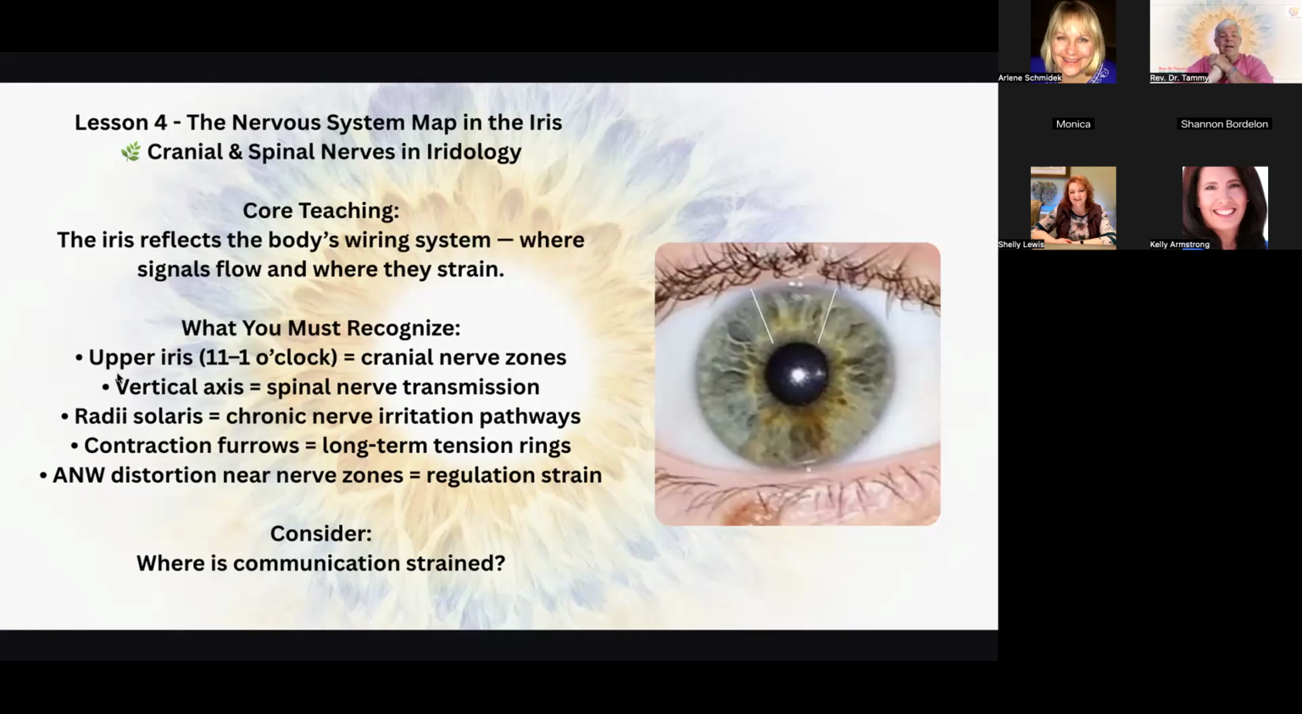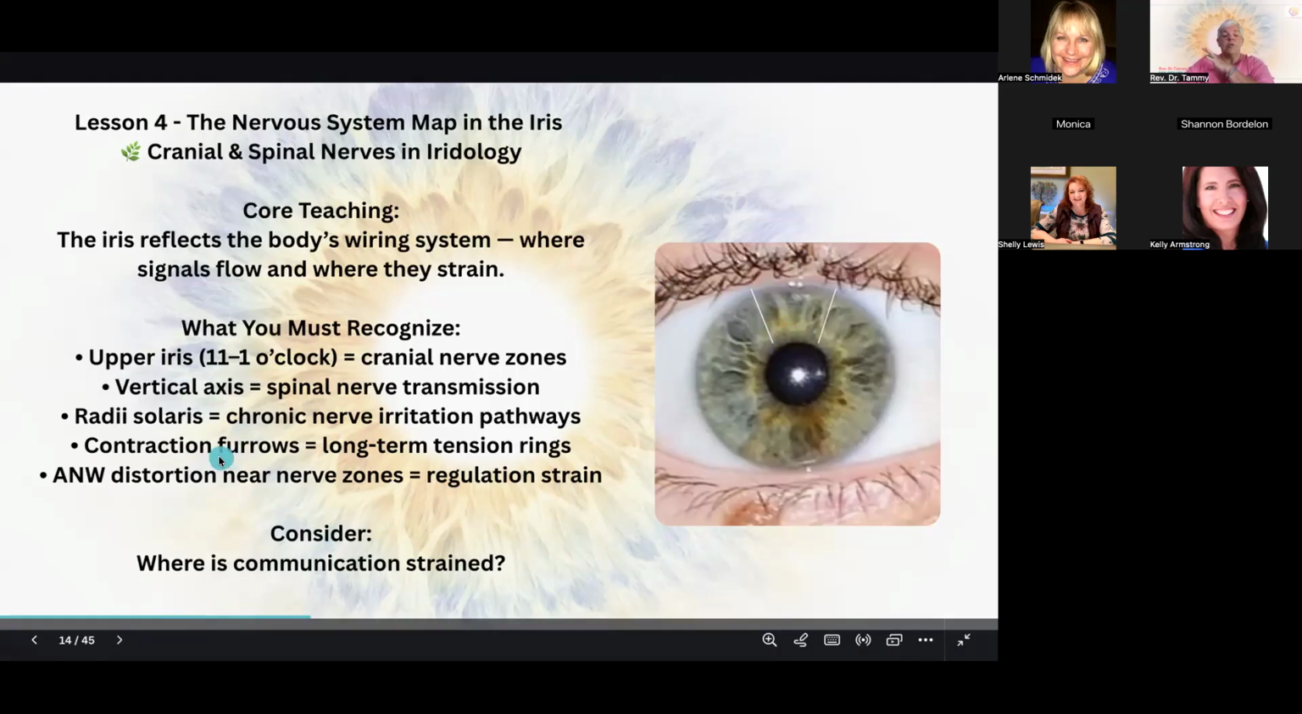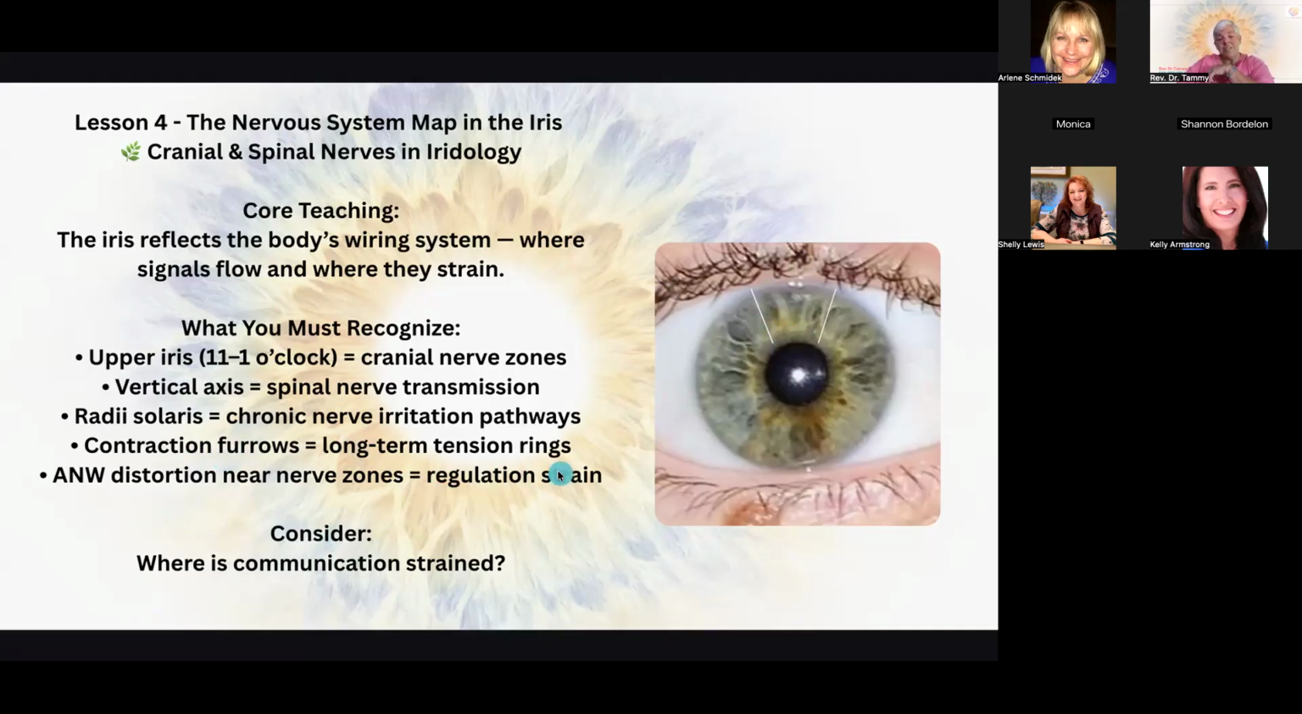They've got a vertical axis. Their spinal nerve transmission is really tight. They've got some radii solaris in here. Contraction furrows, long-term tension rings. This one's got the tension rings all around the edge here. And the autonomic nervous wreath distortion near the nerve zones: regulation strain. So this is all just very indicative.